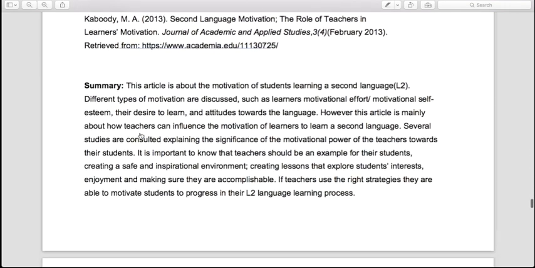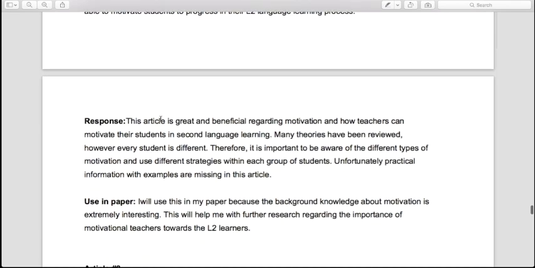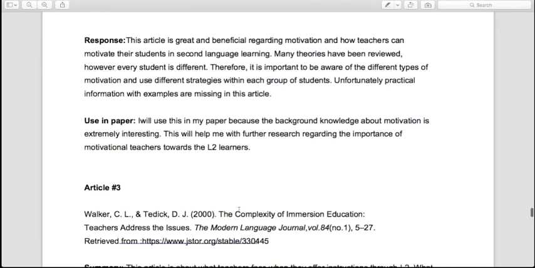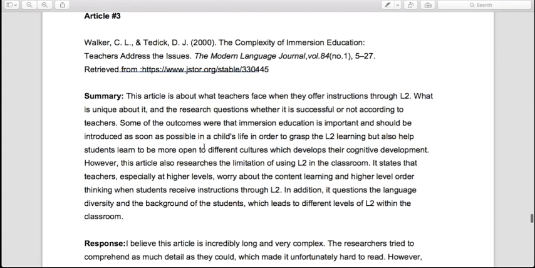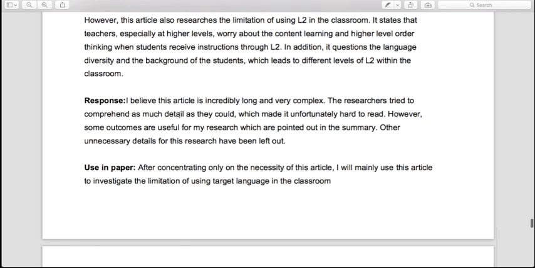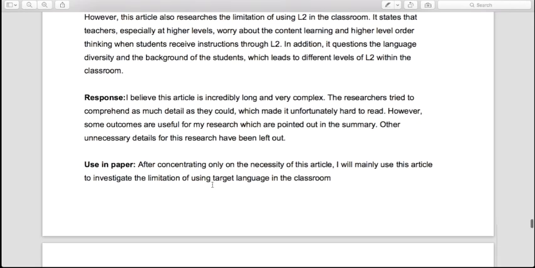Another source, what was the source about? What did you think of it? And why? How will you use it? And one more. So there are 3 of these. The source, a little summary, what did you think of it, your response, and how you would use it in how you used it in your paper.